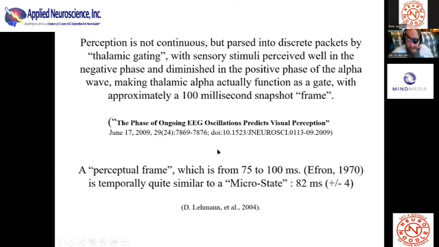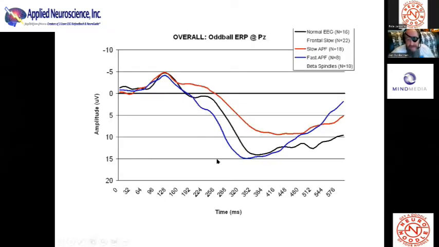Again, information is packeted in the alpha perception, small snapshots. And again, the phase of the alpha turns on and off your ongoing perception and packets it into pieces. Now, if you have very fast alpha, your ERP is a little earlier. Very slow alpha, your perception is later.